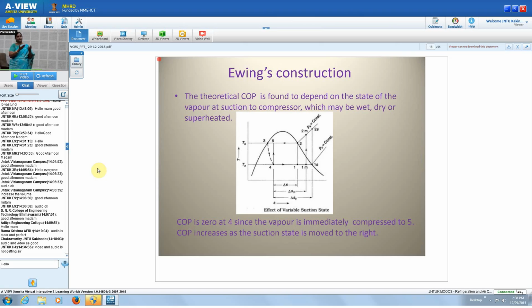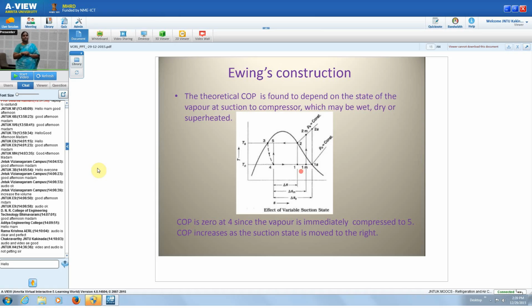The refrigerating effect produced will be 0. So to get some refrigerating effect, always the suction of the compressor should be to the right of 4. So from 4, if it comes to 1, then the refrigerating effect produced is nothing but H1 minus H4. Similarly, 1m is another point at the suction of the compressor.